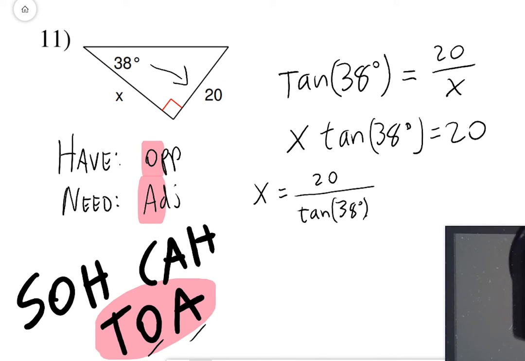Hey Google, what's 20 divided by the tangent of 38 degrees? The answer is approximately 25.598833. The answer is approximately 25.6.